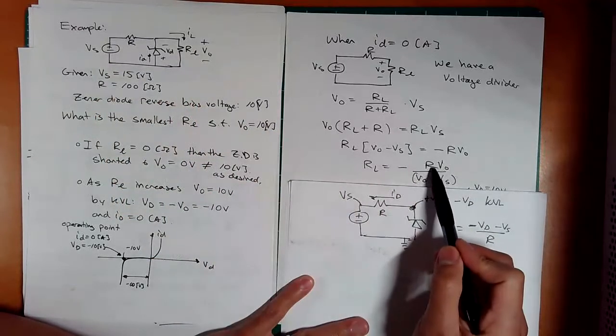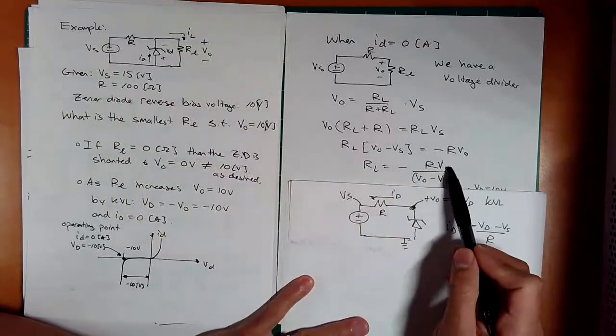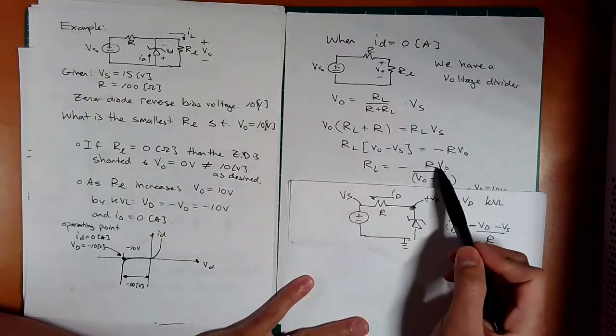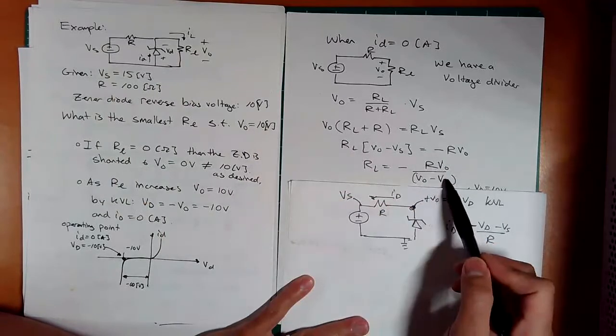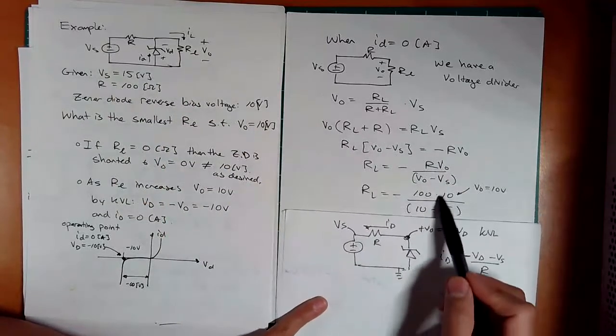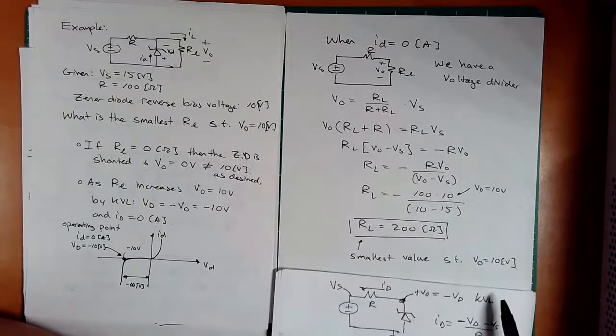And I can plug these in. So R, what is that? 100 ohms. V naught is, well, what do we want? We wanted it to be 10 volts. And what is VS? It's 15 volts. I can plug all those in and I get 200 ohms.